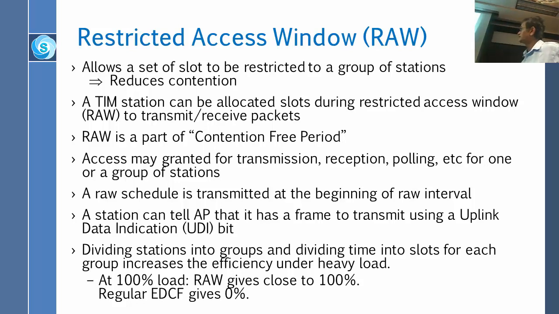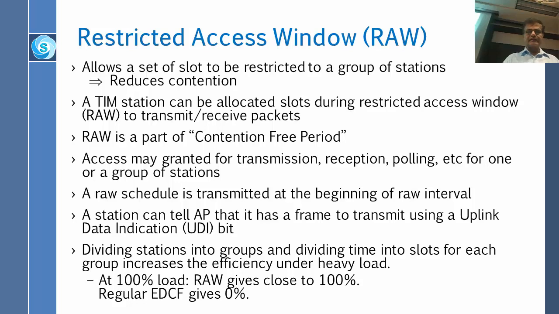A TIM station, and TIM was the traffic indication map, can be allocated slots during the restricted access window, RAW, to transmit or receive packets, right? And RAW is this restricted access window. RAW is a part of the contention-free period. So in 802.11, we had contention-free, which is reserved, and contention-based, right? In the original standard, contention-free was just reserved for 1 station, right? Now here it is for a group of stations.